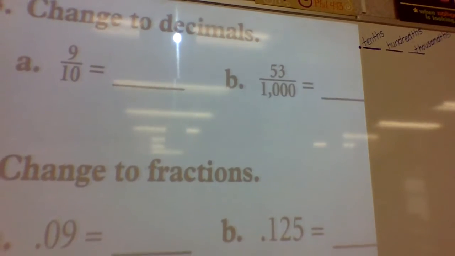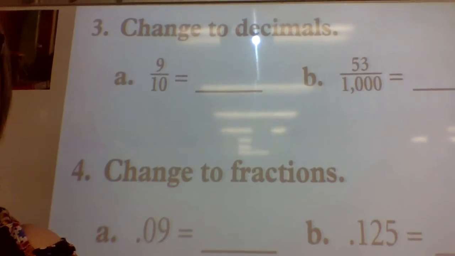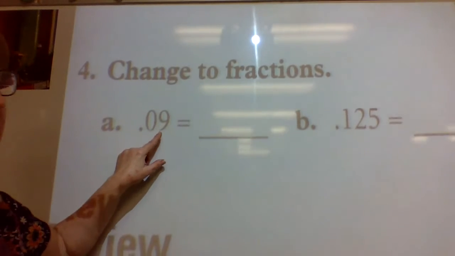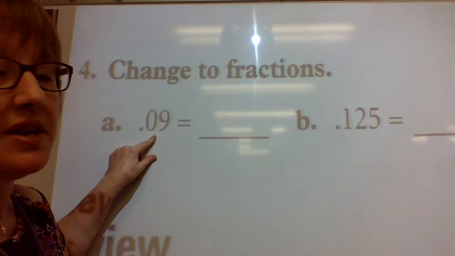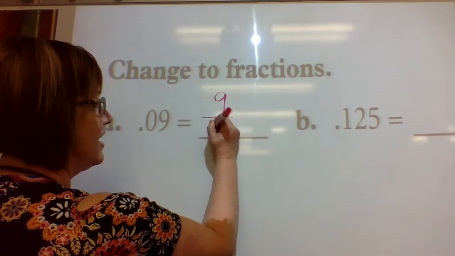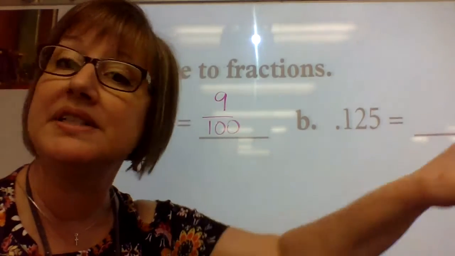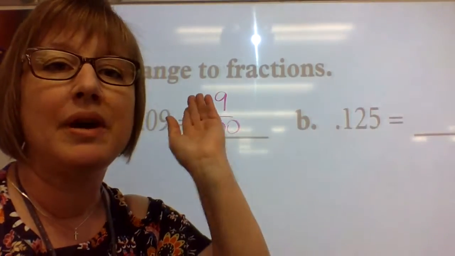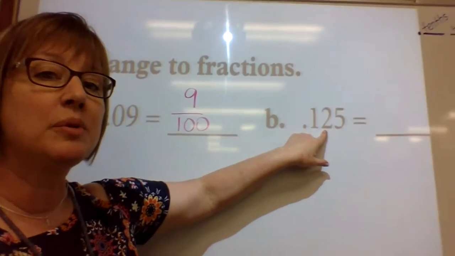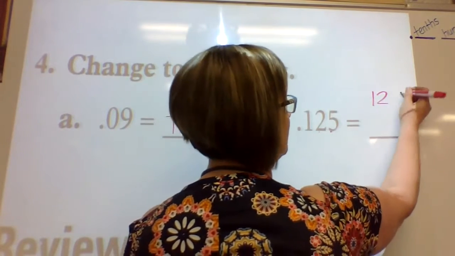Then the next section says to change to fractions. Okay, same thing. Read it. We're better at reading than we are at writing them. 9 hundredths. So you write 9 hundredths. Okay, and if they can be reduced, remember, for the rest of the year, for the rest of your lives, you have to reduce. Can that be reduced? No. But this one over here, 125 thousandths, 125, 1, 2, 3 means 3 decimal places.